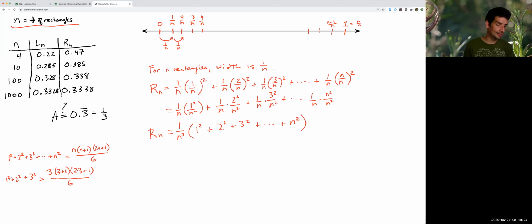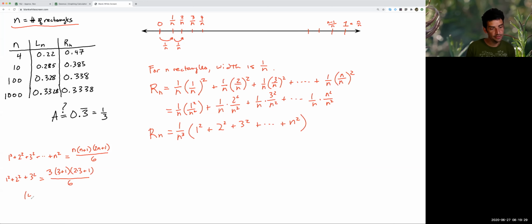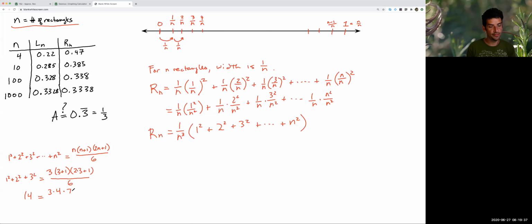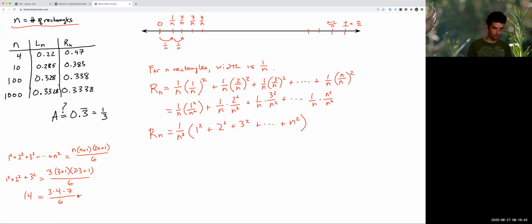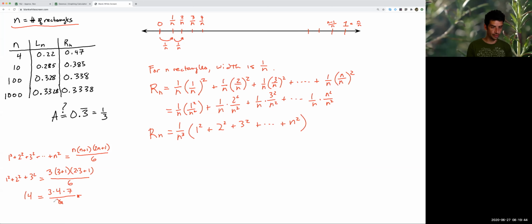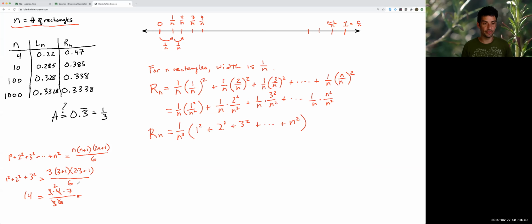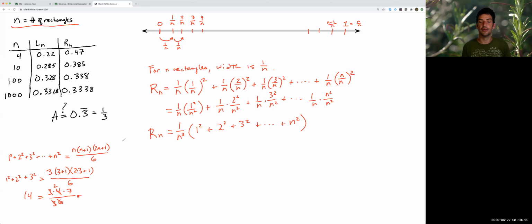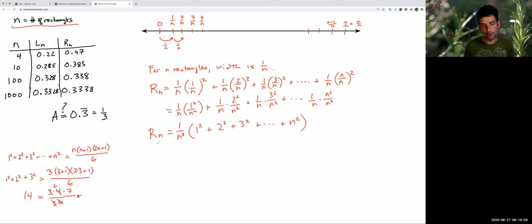Well, the left-hand side is easy enough to do. 1 plus 4 is 5, plus 9 is 14. Over here, we get 3 times 4 times 7 over 6. And if you look closely, I can divide this by 2, cancel a 2 there, then cancel the 3's, and I've got 2 times 7 is 14, right? So of course, I'm not proving it to you, but you can try it for a few more numbers. This is a known formula. We'll look more closely at it later. But for now, I just want to use it.